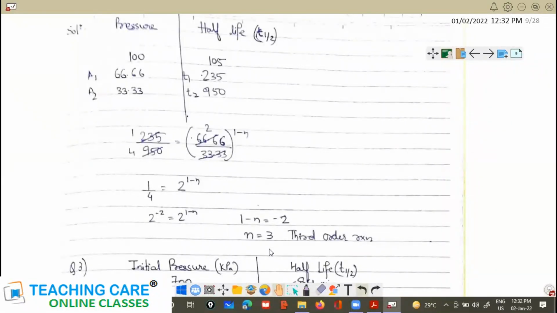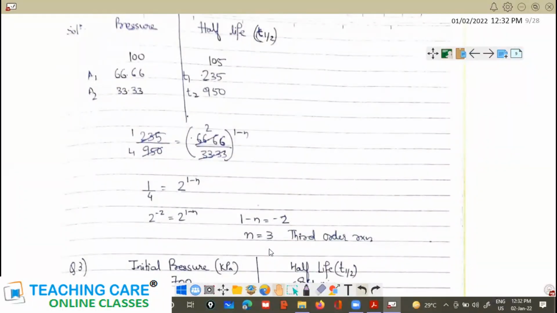Ma'am, it should be 940 if we want to divide it by 235. If we want to make it 1 by 4, then it should be 940 instead of 950, because 950 is not divisible by 235 directly. Just a minute. Then it will be an approximate value they have taken, a rounded value. Might be like this. Yes, ma'am.